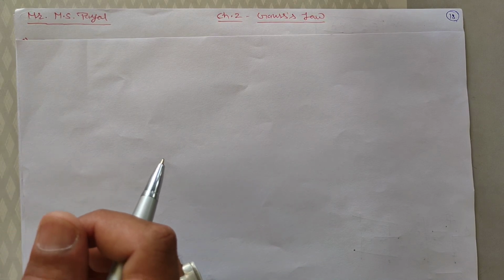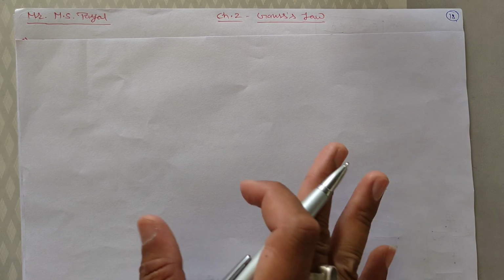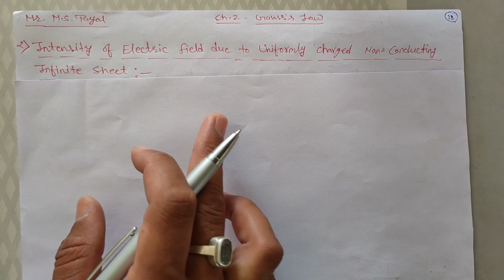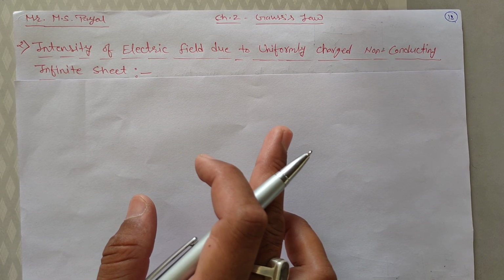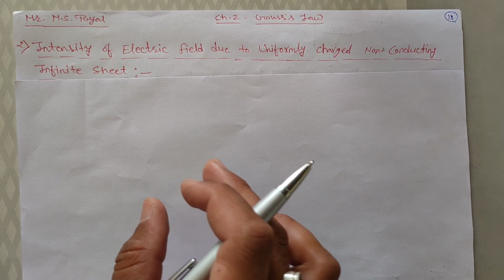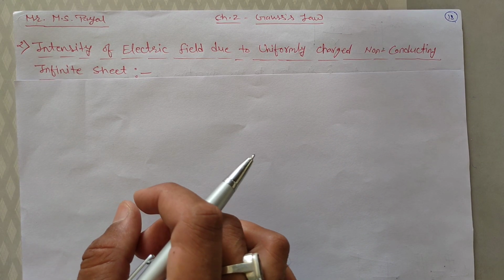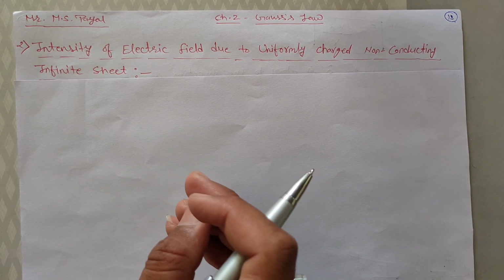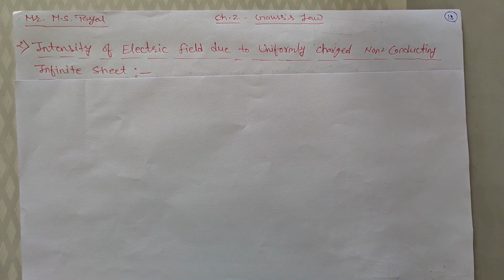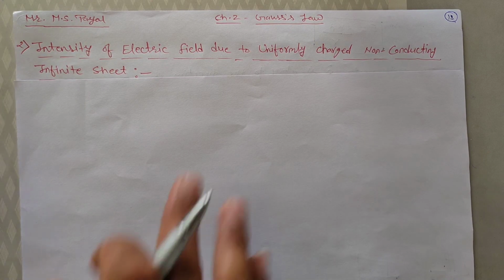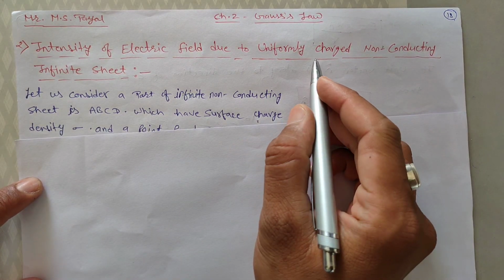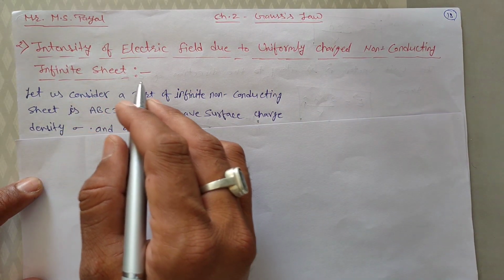Now our next application of Gauss's law is the intensity of electric field due to a uniformly charged non-conducting infinite sheet. Yesterday we discussed the intensity of electric field due to an infinite line charge. Today we derive the electric field intensity due to a uniformly charged non-conducting infinite sheet.